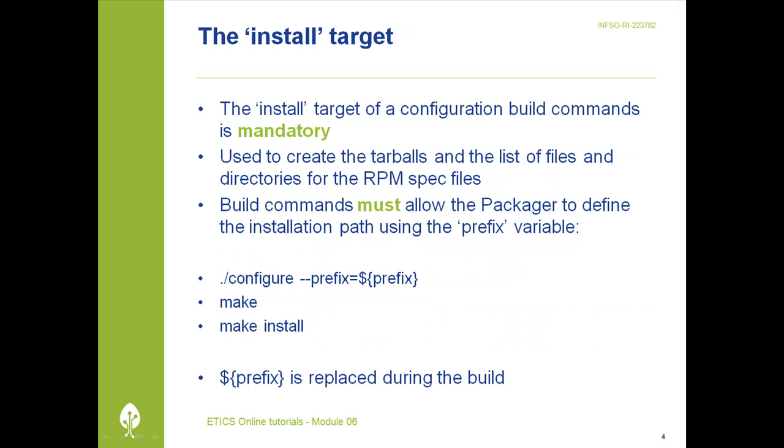The install target of a configuration build command is mandatory in order to use the packager. The install command is used to create the tarballs and a list of files and directories for the RPM spec files. The build commands must allow the packager to define the installation path. The installation path must be set using the prefix variable. For example, a valid set of commands is shown here. ETICS replaces the $prefix with the appropriate correct value during the build.